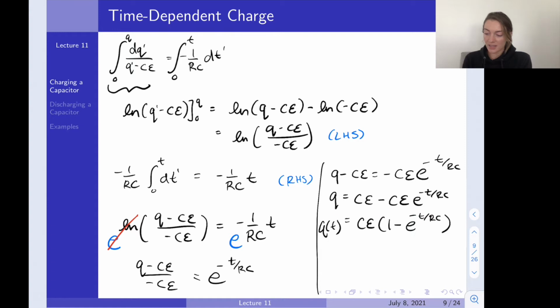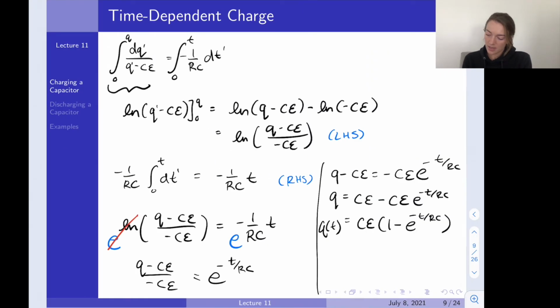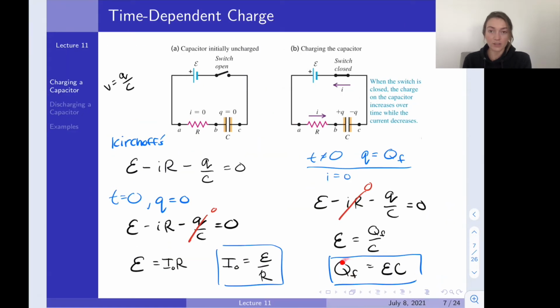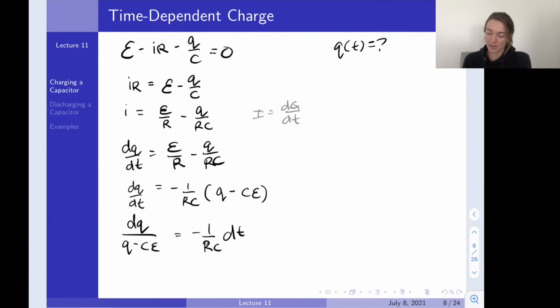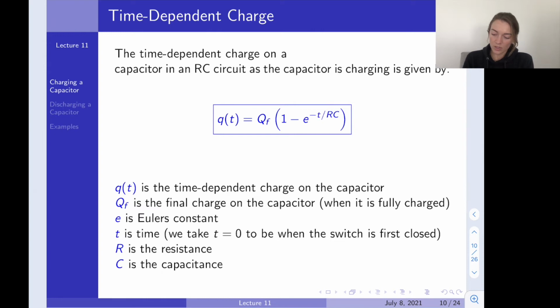So this is how you find the time-dependent charge on a capacitor as it's charging in an RC circuit. So I just rewrote that here. Now I swapped out the CE here. If you remember, initially we said that the final charge on the capacitor is equal to the EMF of the battery times the capacitance of that capacitor. So this CE here is just Q final. So the charge on the capacitor is just Q final times this term, which is dependent on t.